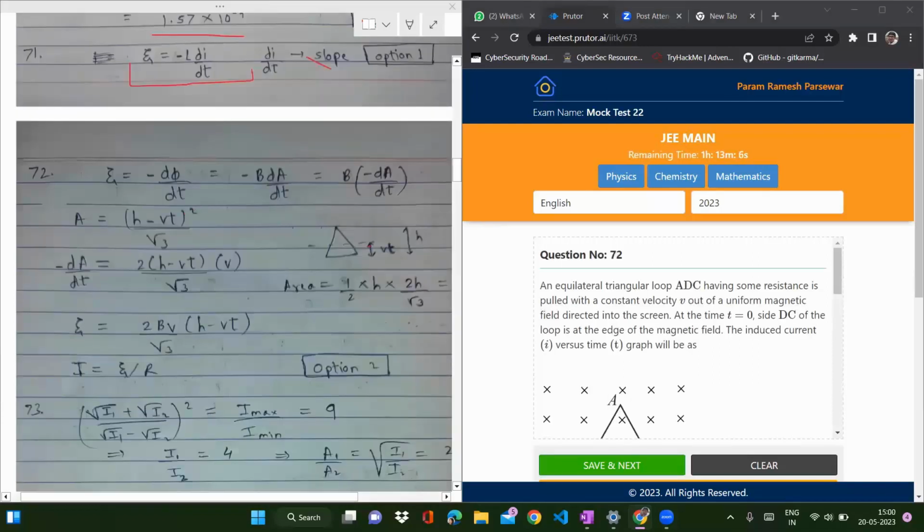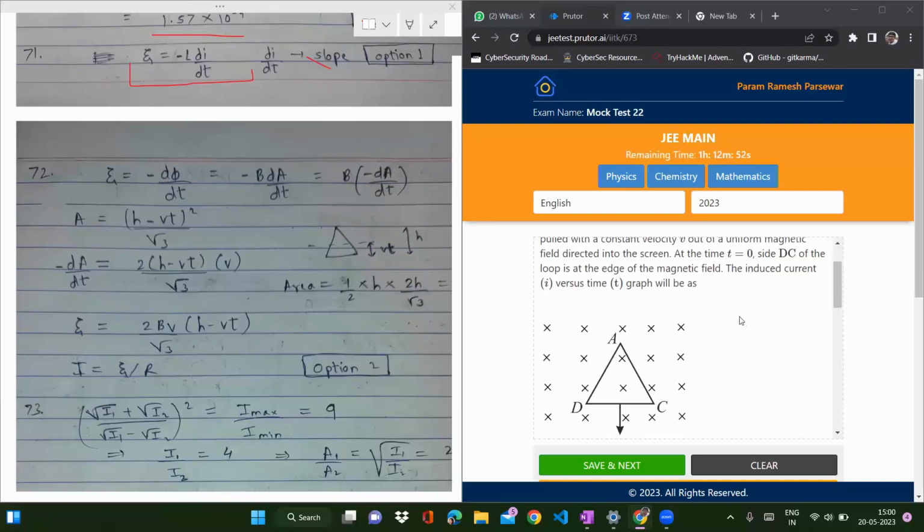Question number 72. An equilateral triangular loop ADC having some resistance is pulled with a constant velocity v out of a uniform magnetic field directed into the screen. At time t equals 0, it is at the edge of the magnetic field.